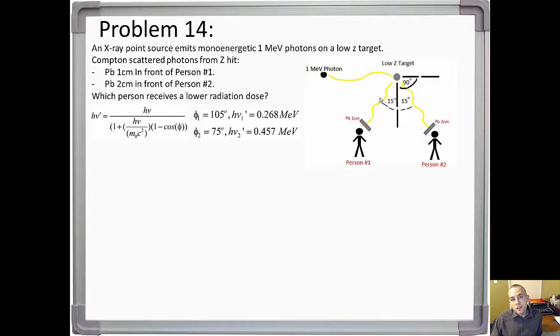In this case, for the first scattered photon, it's 90 degrees plus 15 degrees, 105 degrees. So I plug that into the formula. For the second case, the scattered photon is at 90 minus 15, so 75 degrees. I'll plug that in and calculate for hν', and that's my answer.